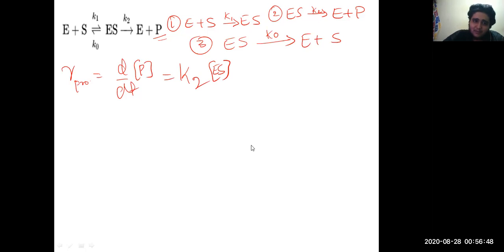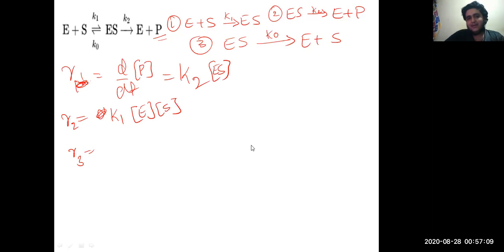Again, let me put in the other equations as well. The other rate equations, let me call these R1, R2, and R3. So the other rate equation I have is K1 times E and S. This is basically giving me the rate of formation, or d by dt of enzyme substrate complex.